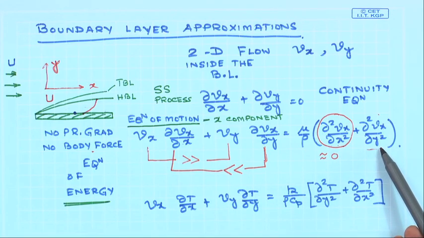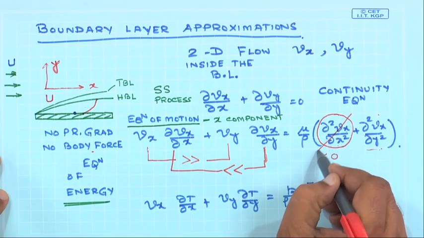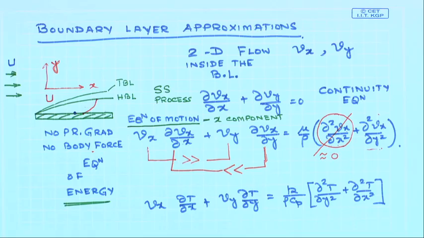So this would allow us to drop the first term on the right hand side, and therefore the governing equation which dictates the motion inside the boundary layer, the reduced form of the x component momentum transfer inside the boundary layer, is two terms on the left hand side and only one term on the right hand side.